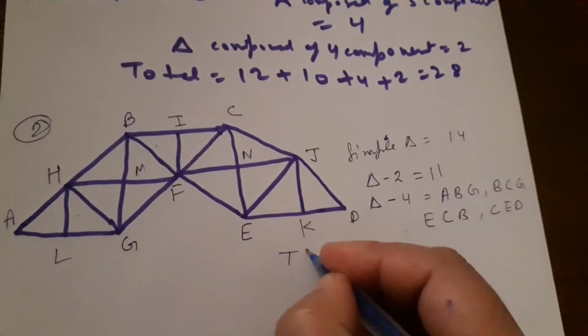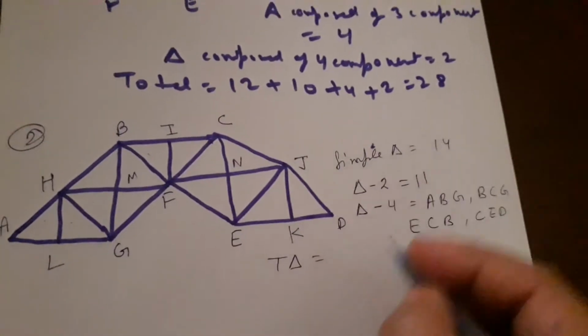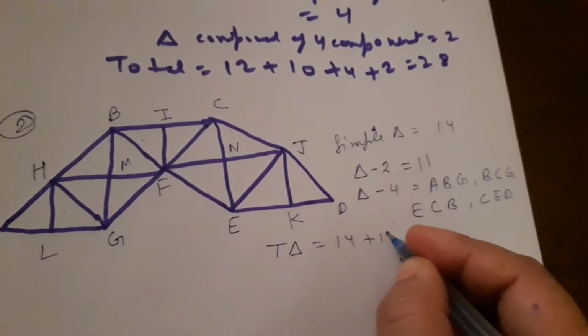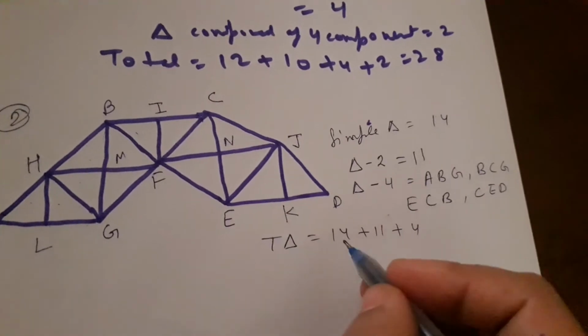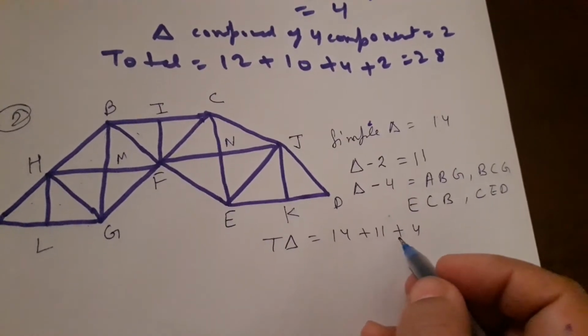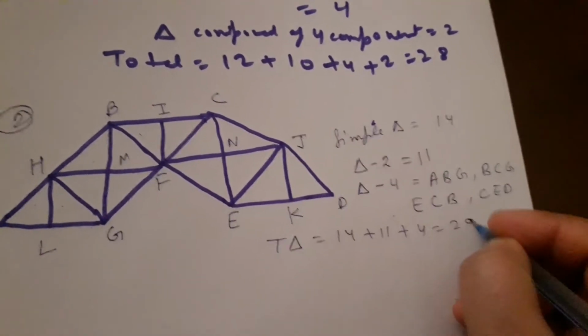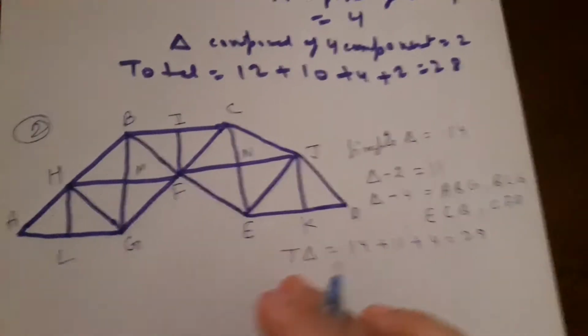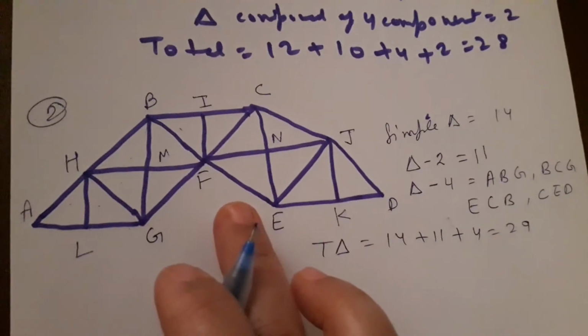Now the total triangles will be 14 plus 11 plus 4. So 14 plus 11 plus 4, we will get 29 triangles. In this figure, there are total 29 triangles.